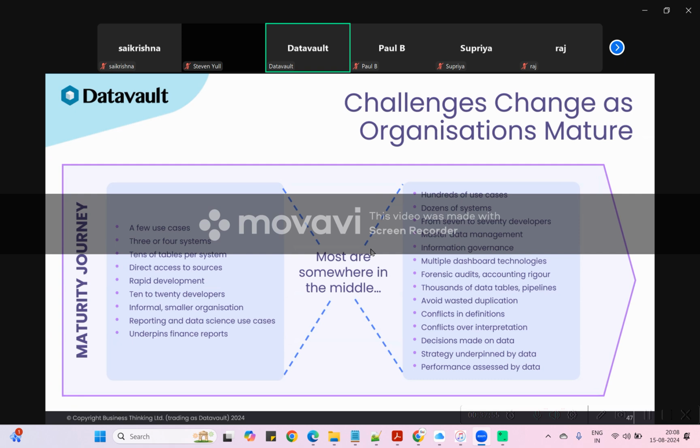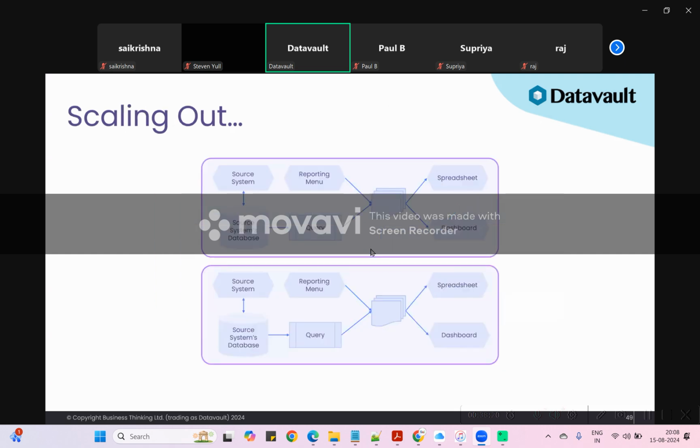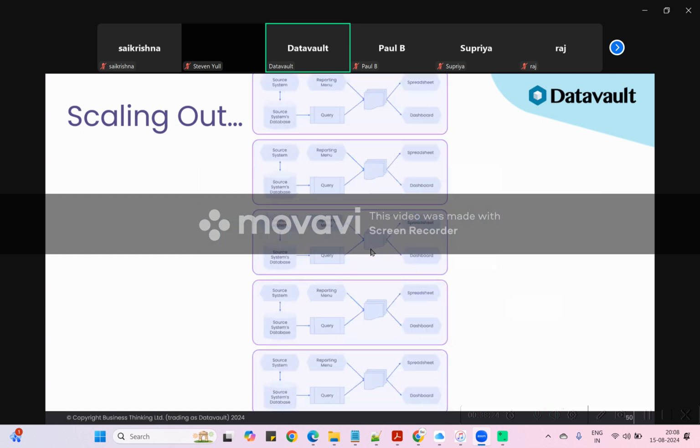So, what do we see in the startups? This is how they do their reporting. They've got source systems. They take data out of the database, build a pipeline, and push data out in a spreadsheet or dashboard for management. And if I want to build another report, I just build another one. If I need to build more, I'll keep going.